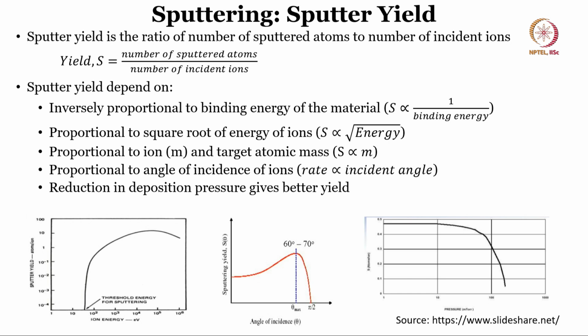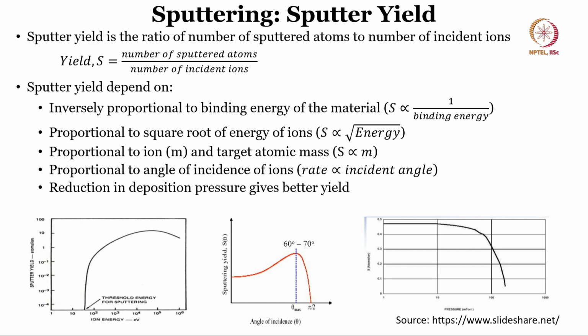For example, the binding energy of the material. It is also proportional to the square root of the energy of the ions, proportional to the ion and target atomic mass, proportional to the angle of incidence, and related to the reduction in deposition pressure. These are some of the things that the sputtering yield is dependent on.